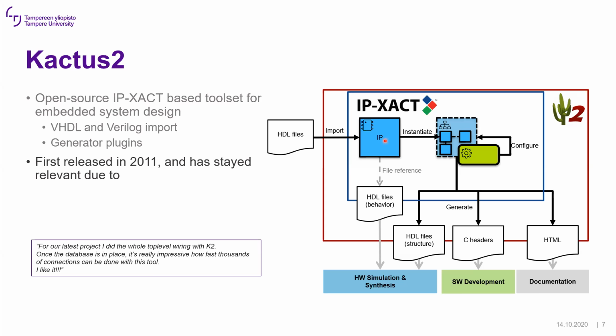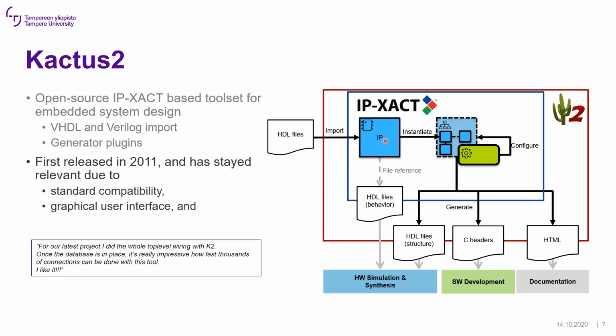So Kactus2 was first released in 2011, so 9 years ago. And in that time, we've seen a lot of different tools come and go, but Kactus2 has remained relevant. And we think this is due to 3 different factors. We have stayed true to the standard. And when the standard was updated, we were also very quick to adopt the 2014 standard.